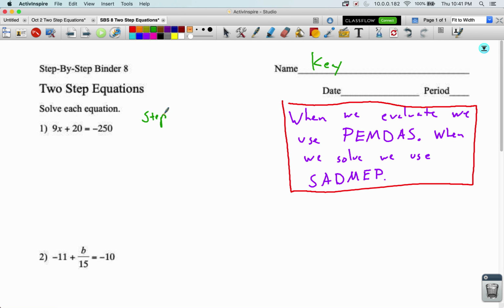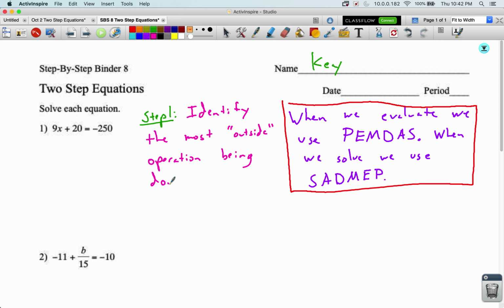Step 1 is to identify the most, in quotes, outside operation being done to the variable. In other words, what would be done last to the variable?